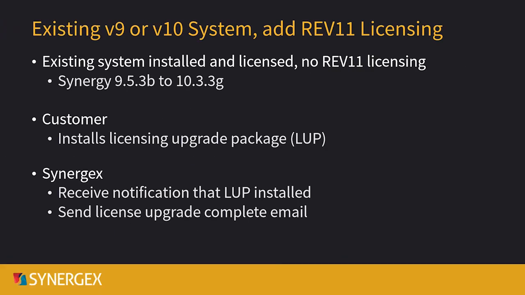Existing V9 or V10 system, if you want to add REV11 licensing to it. So basically we're saying you've got a system that's running 953B and somewhere between there and 1033G, which was the last version 10 release. And remember, your operating system has to be capable of supporting Synergy 11. Then if you want to do that, you simply install the license upgrade package. Synergex will receive a notification that the upgrade package has been installed, and go through the normal process. That process will send the upgrade complete email, and you can then force a sync or wait for the next poll, and then everything will synchronize up.